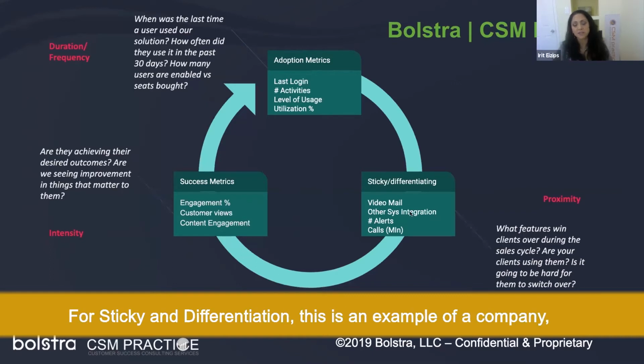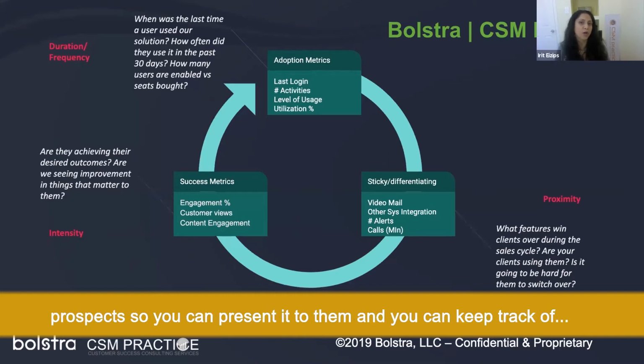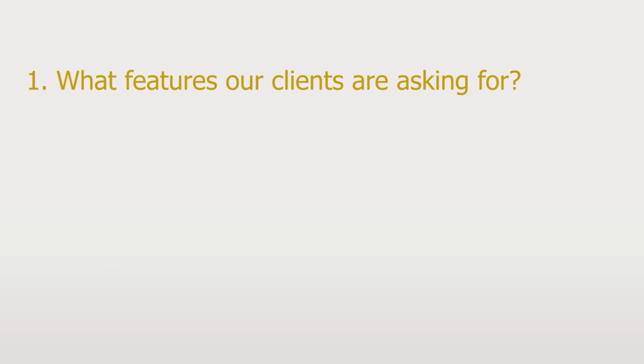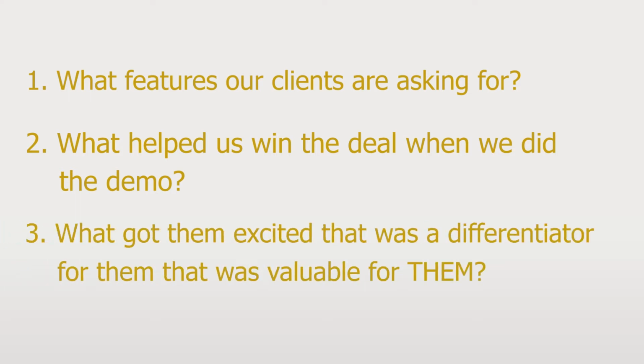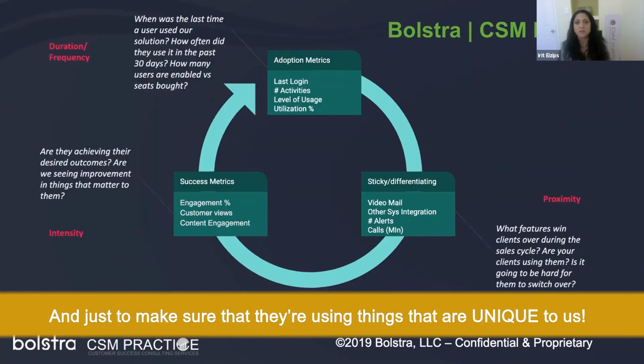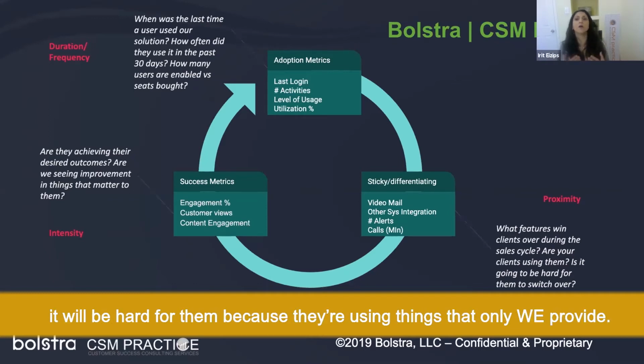Then for sticky and differentiation, this is an example of a company like DocSend, where you have collateral that you can share with prospects, or you can present it to them and you can keep track of, are they using it enough? We want to see what features our clients are asking for, what helped us win the deal when we did the demo, what got them excited, that was a differentiator for them, that was valuable for them. It's just to make sure that they're actually using things that are unique to us. So if they're ever thinking about commoditizing our product and solution, it would be hard for them because they're using things that only we provide.